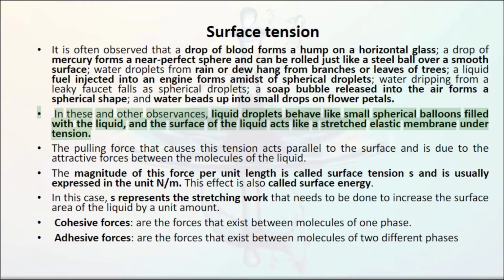In these and other observations, liquid droplets behave like small spherical balloons filled with the liquid, and the surface of the liquid acts like a stretched elastic membrane under tension. The pulling force that causes this tension acts parallel to the surface and is due to the attractive forces between the molecules of the liquid. The magnitude of this force per unit length is called surface tension S and is usually expressed in the unit N/m. This effect is also called surface energy. In this case, S represents the stretching work that needs to be done to increase the surface area of the liquid by an added amount.